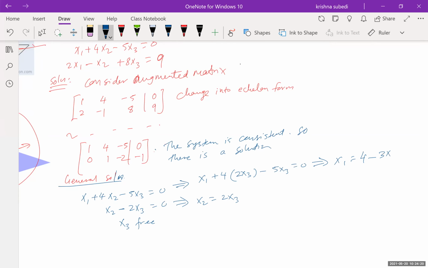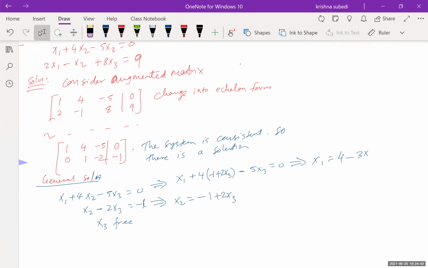Oh, did I do something wrong here? So this one is 1, I believe, -1. Sorry guys, this one is -1. And so you'll have here -1 plus 2x3. So this one will be 4 times -1 plus 2x3. And if you simplify, let me know what you get. I believe it will be x1 equals 4 minus 3x3. Okay.